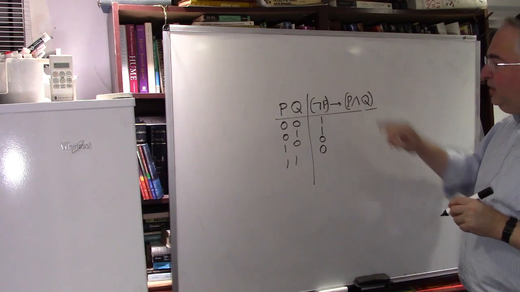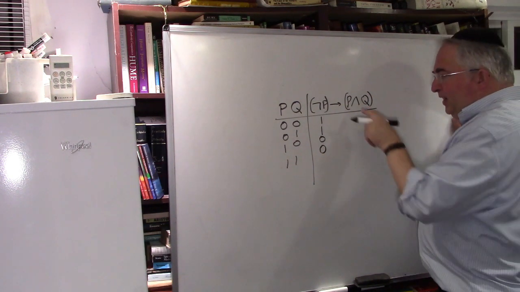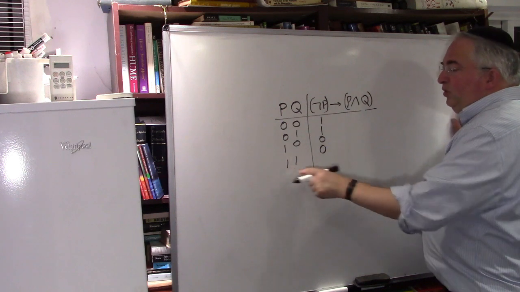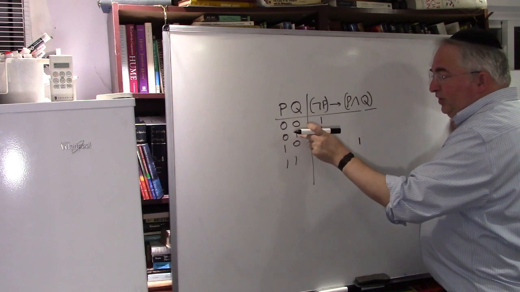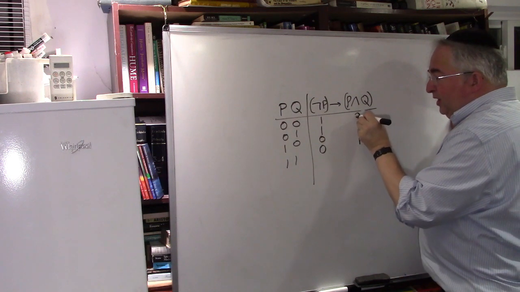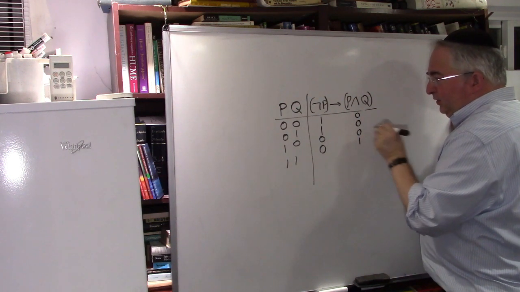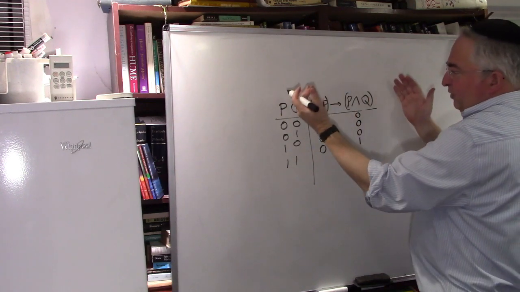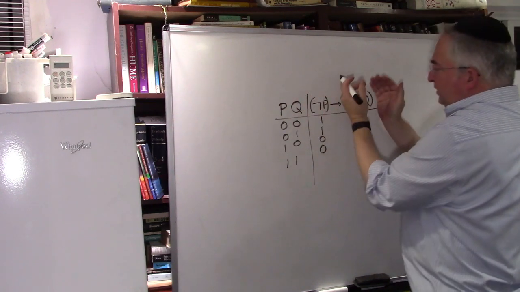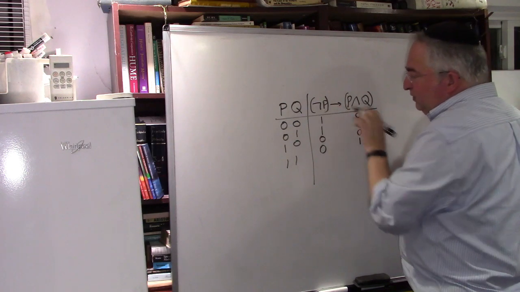Now let's do what P and Q are. P and Q is true only when they're both true, down here. If one of them is true, or the other one is true, or none of them is true, it's 0. Great. Now I'm going to do the arrow. So now I want to know what the value of this is. I did the value of this, and I did the value of this. The final answer is this.